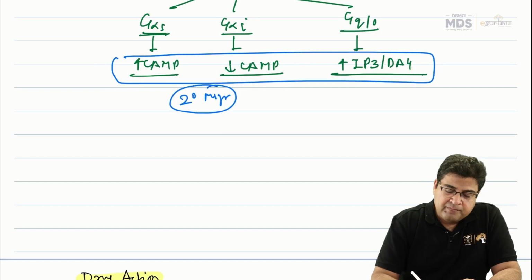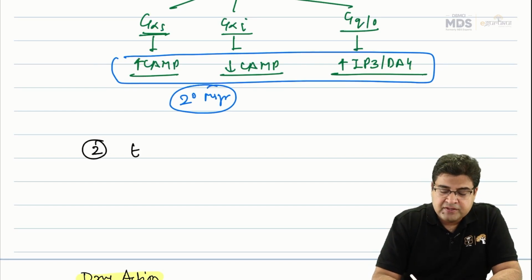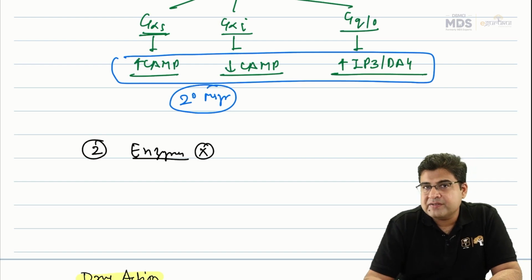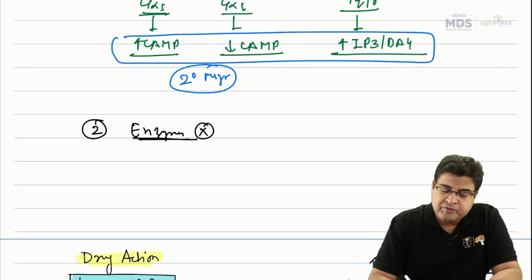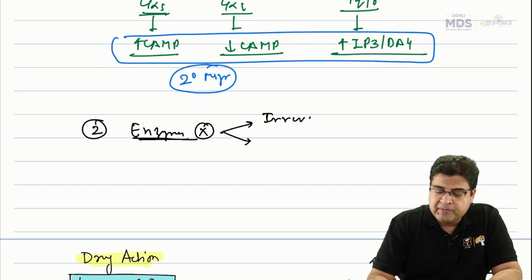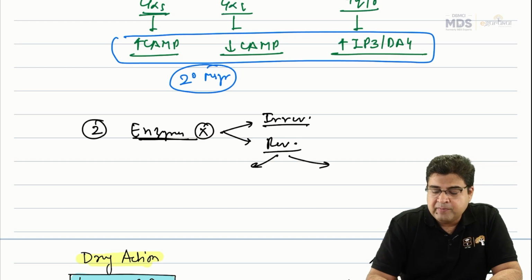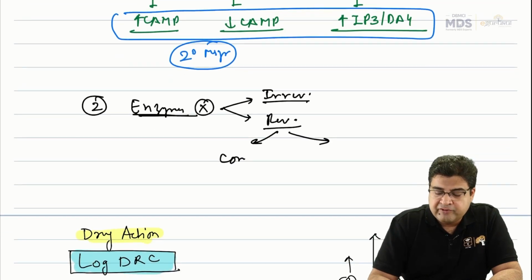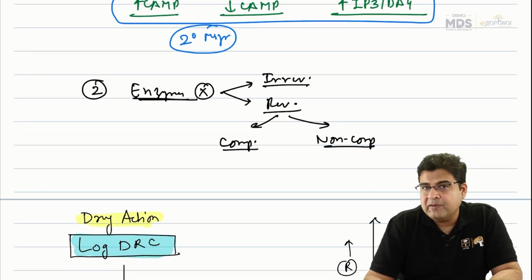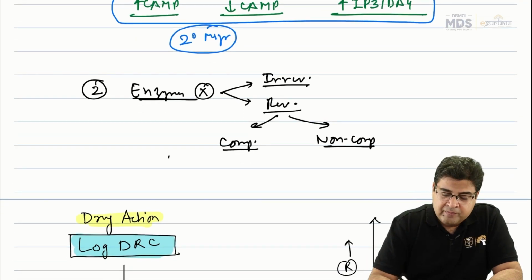Now, the second important target of the medicine is enzymes. Medicines can go and bind to the various enzymes, and these medicines are enzyme inhibitors. Medicines can inhibit the various enzymes of the body. Now, enzyme inhibition can be of 2 types. This can be irreversible enzyme inhibition, and this can be reversible enzyme inhibition. Reversible enzyme inhibition can further be of 2 types: competitive or non-competitive. Now guys, in competitive enzyme inhibition, the value of Km will increase, but the value of Vmax remains the same.